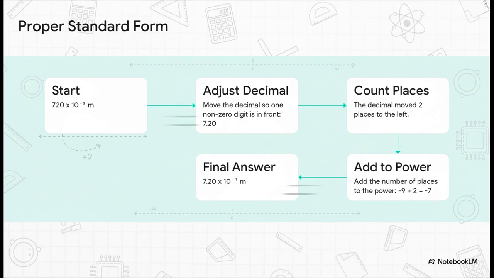Simple enough. But wait, we moved the decimal 2 places to the left, which made the number smaller. To balance it out, we have to make the power bigger by 2. So -9 plus 2 gives us -7. Our final proper answer is 7.20 times 10 to the -7.